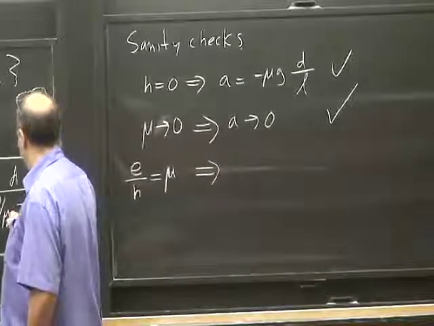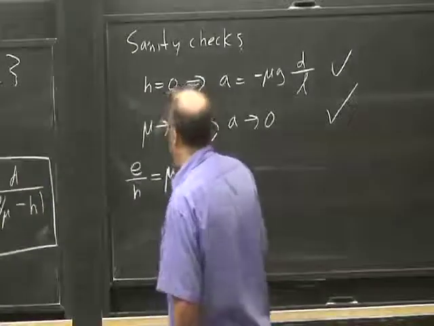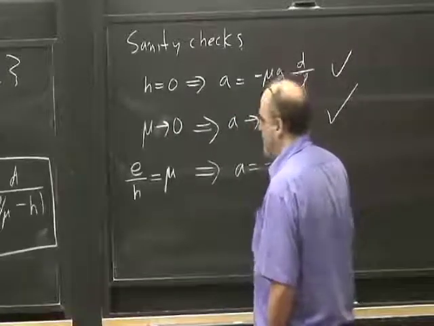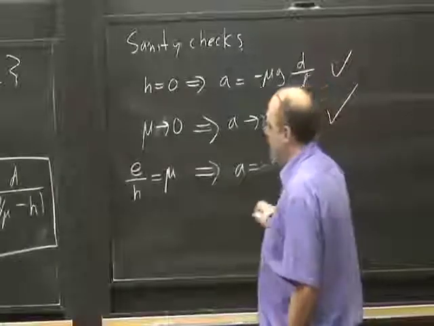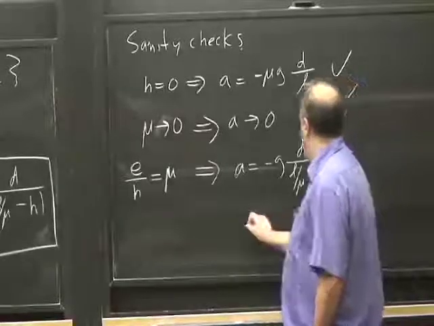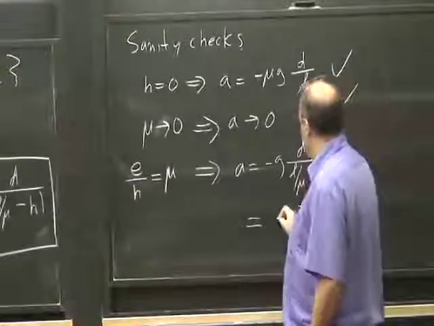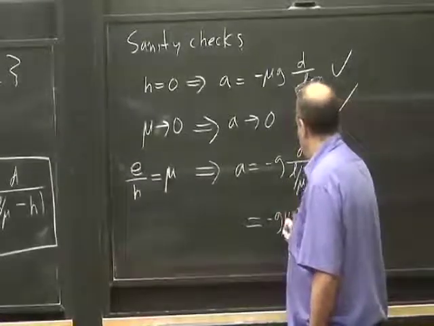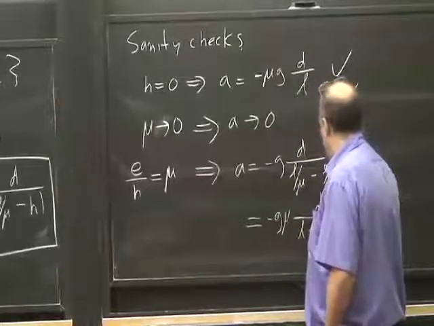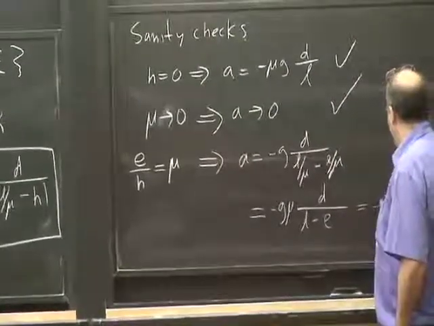let's see, we can do this various ways. Let's put H is equal to E over mu. So that turns this into A is equal to minus G D. Then we had L over mu. And then H would be E over mu minus E over mu. Then the mu, we can multiply top and bottom by mu. So that would turn this into minus G mu times, and then on the fraction we'd have D over L minus E. But L minus E is equal to D, so this gives us minus G mu.